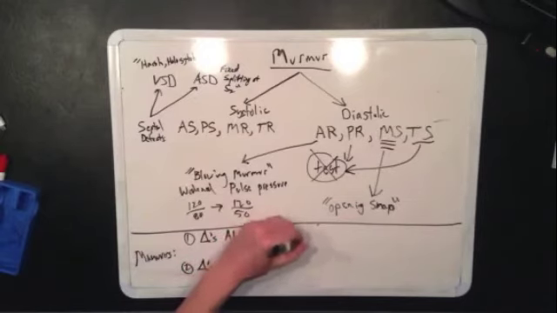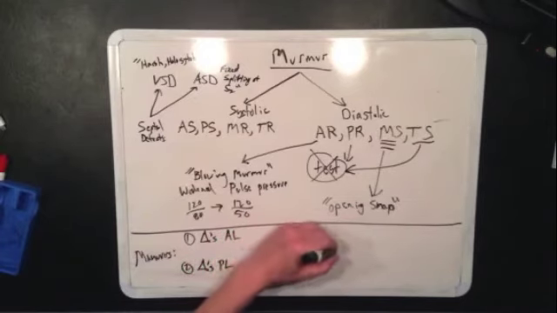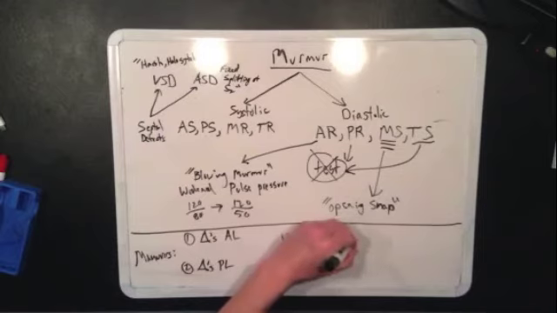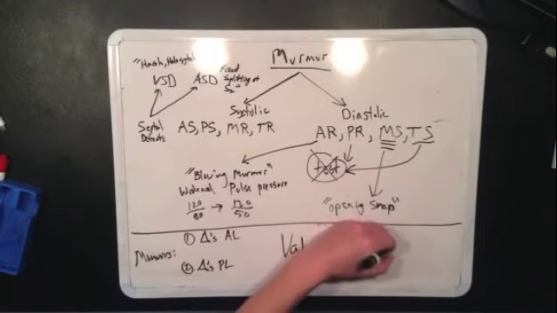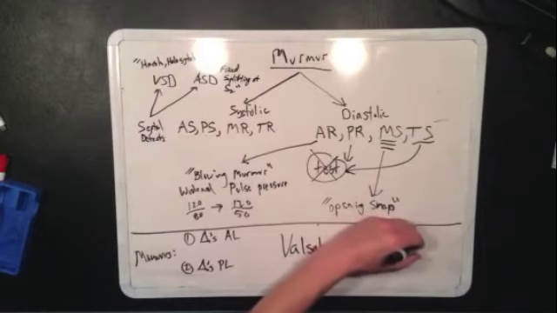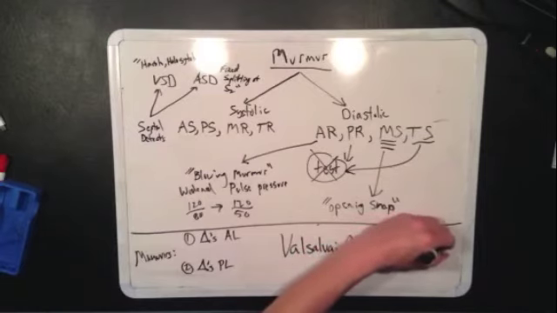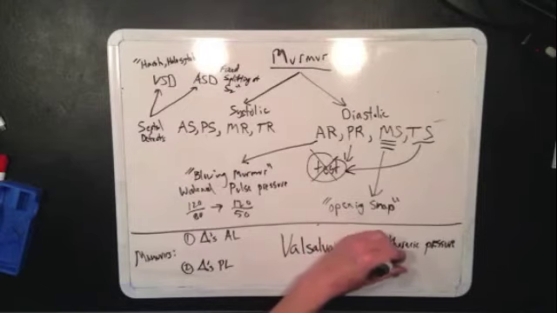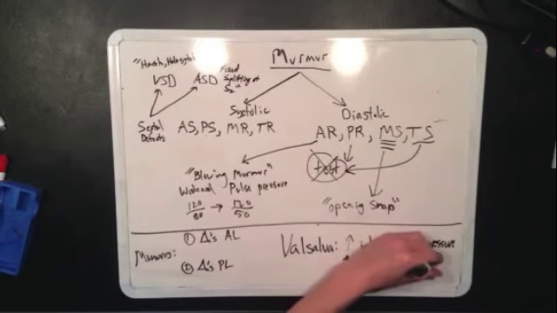So what is Valsalva? I'm going to be honest with you, I didn't really clearly understand Valsalva until my third year of medical school. So Valsalva is where you tell someone to close their mouth, plug their nose, and blow out like they're blowing up a balloon. And what that does is it increases intrathoracic pressure, and it increases parasympathetic tone. Okay?